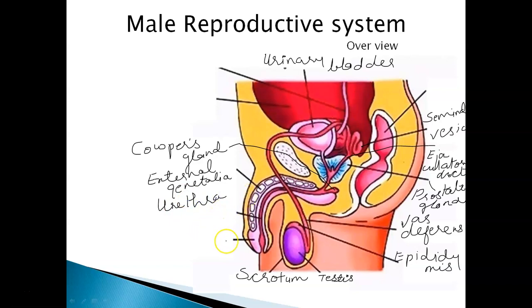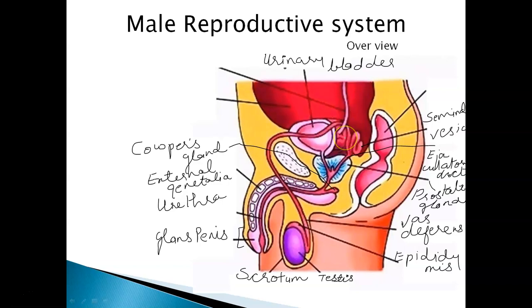And the foremost part, the tip of that external genitalia, is actually the penis. The tip of the penis is known as the glans penis. We will see the detail of this structure again in the coming slide. This is just the overview of the male reproductive system, and one by one we will study the detailed structures of all the parts.